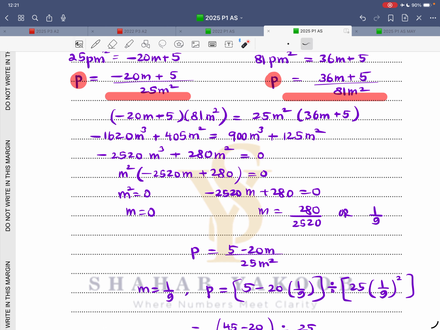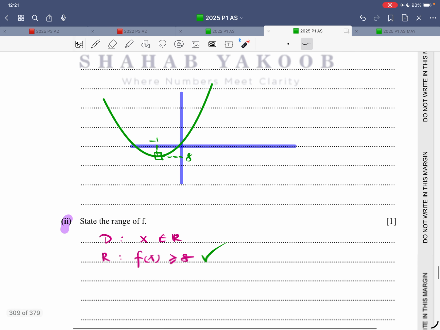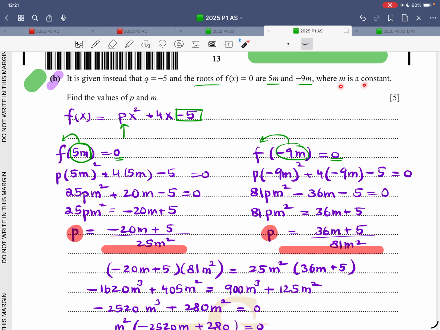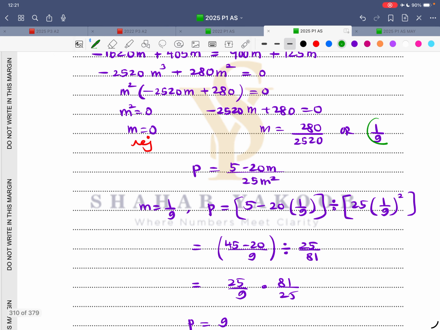I get a cubic equation without any m term, without any constant. So I took m square common out, m is 0. And then over here, m comes out to be 1 over 9. Okay. And it says that m is a constant. Of course, m cannot be 0. Because otherwise, these two values would be the same. So therefore, that is why we reject this value. And that is why we accept the value m is equals to 1 over 9.